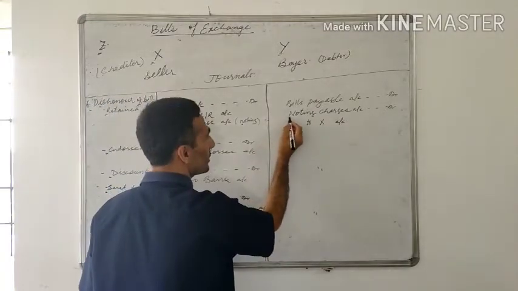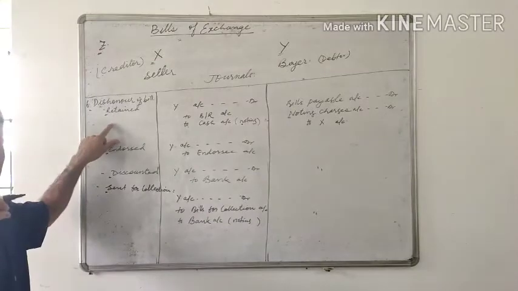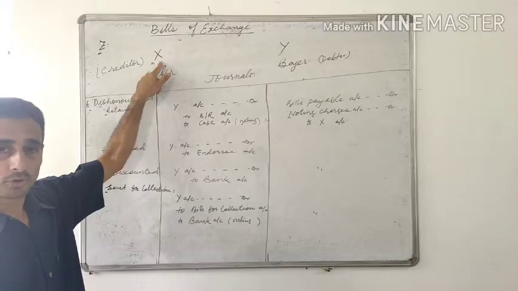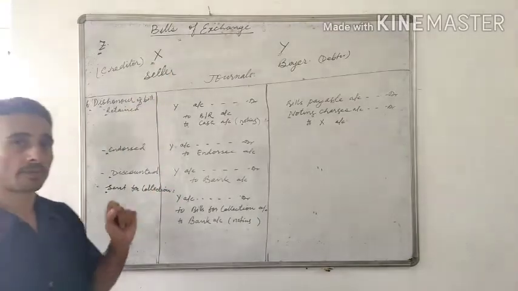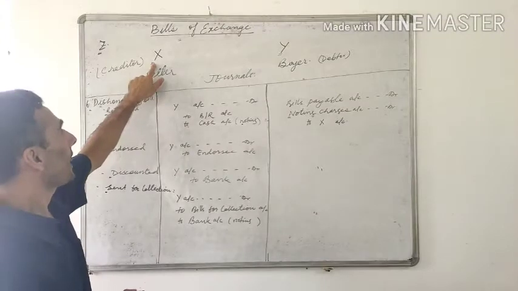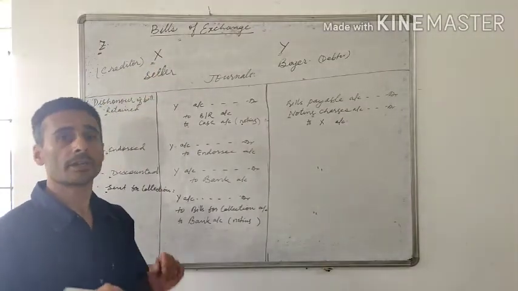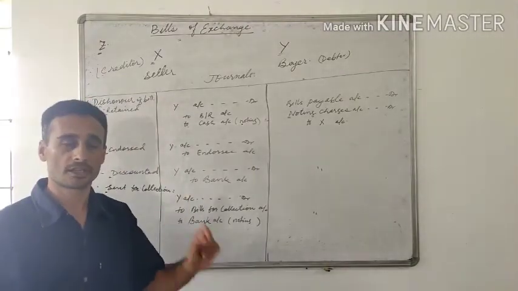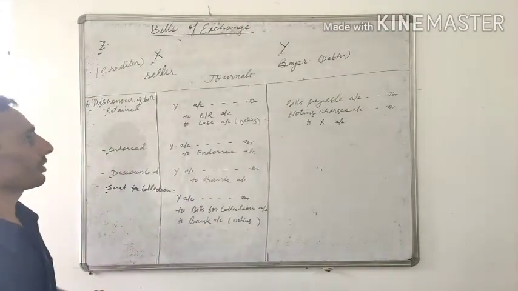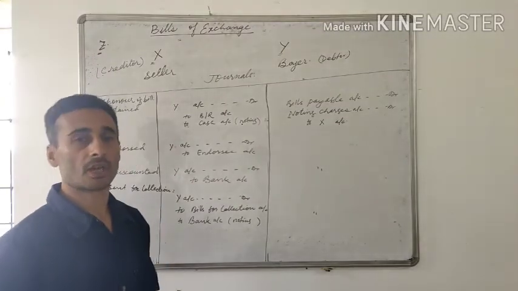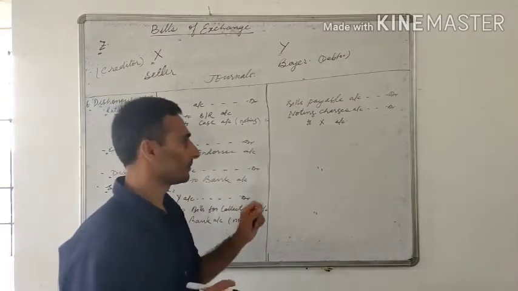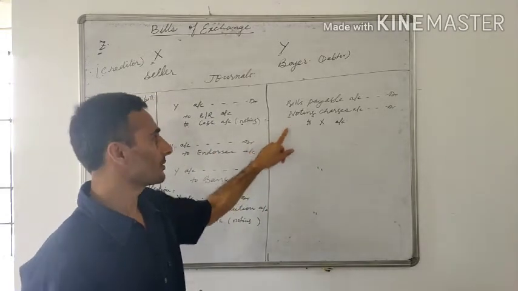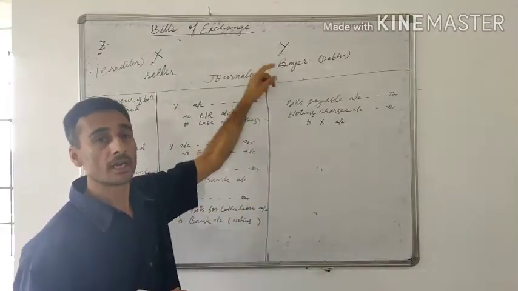Now what is noting charges here? When the bill is dishonored and X wants to have the proof of this dishonor, the evidence of dishonor of the bill, then X will ask the notary public to note down the fact that the bill has been dishonored, and in noting down this fact, the notary public will charge his commission, his fee. That fee is known as noting charges, and this noting charges has to be paid by Y ultimately.